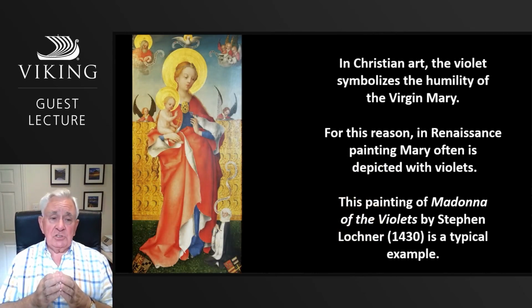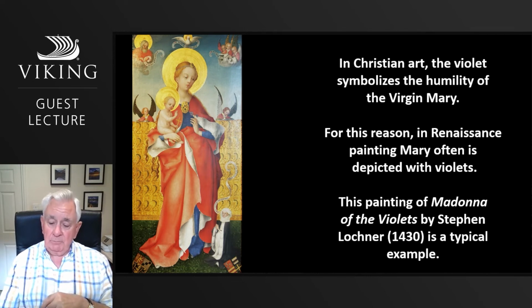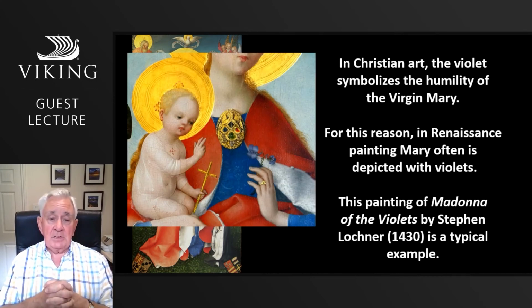Now, in Christian art, the violet symbolises humility. And so you often see paintings of the Virgin Mary with violets. This is one such painting by Stephen Lochner from 1430. And you might say, where are the violets? Well, look closely there, and in her hand you will see violets.